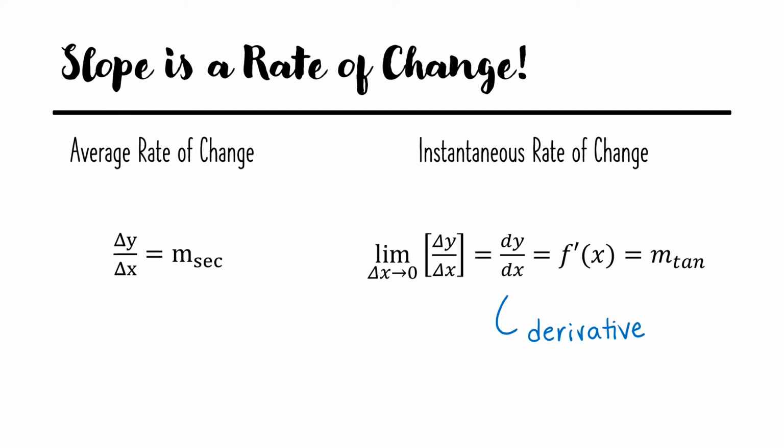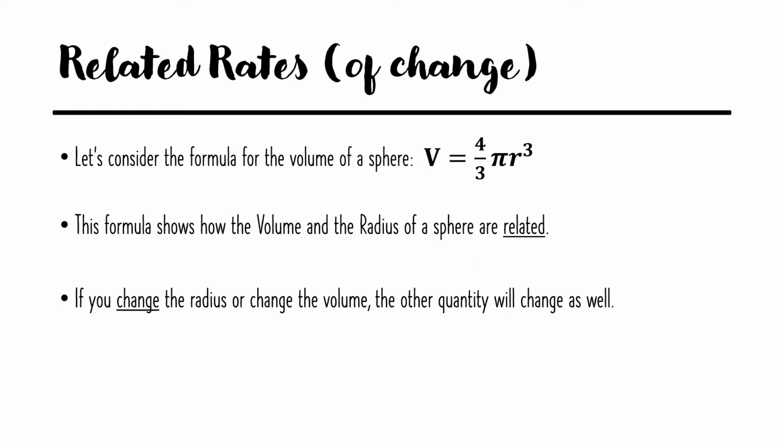And if we look at this notation in particular, we see that we have the change in y over the change in x. So that means that we're looking at two different quantities that are changing and are measured in different ways. So when we say related rates, it's actually a bit of a shortcut for related rates of change.